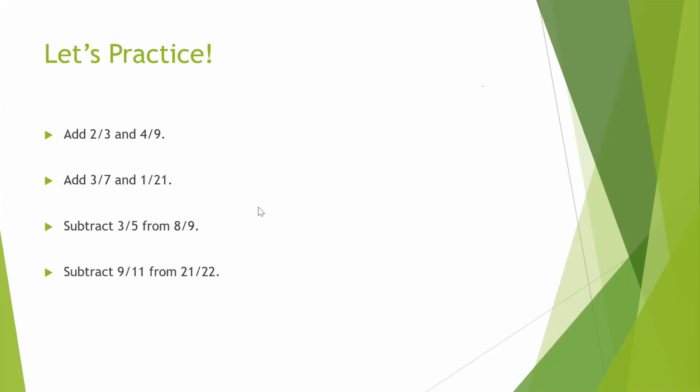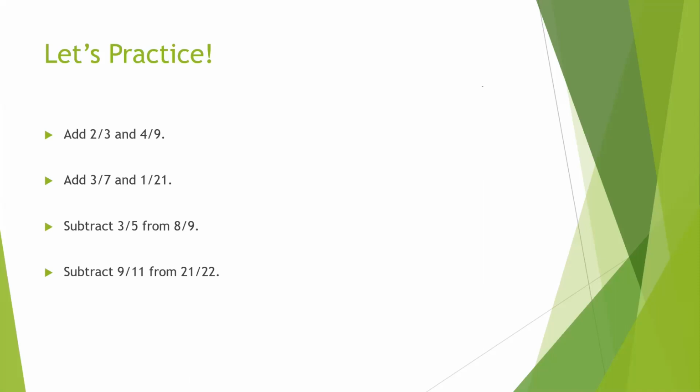A lot of you did the first problem, so I'm going to go over the first one. Add 2/3 and 4/9. So what we have to do first is find the LCM of 3 and 9, since those are the two denominators. And if one number is a multiple of another, that means that number is the LCM. So the LCM of 3 and 9 is 9.